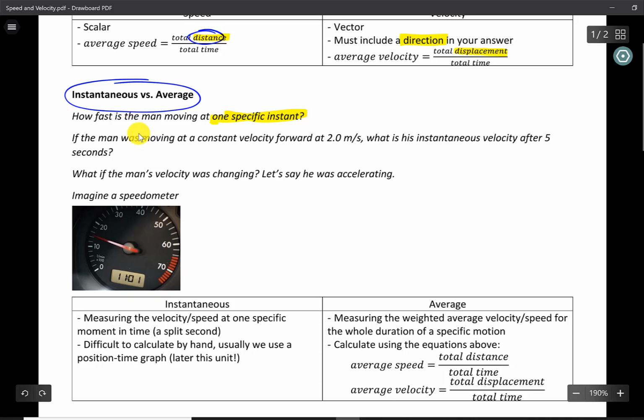What if the man was moving at a constant velocity forward at 2 meters per second? So what is his instantaneous velocity after 5 seconds?